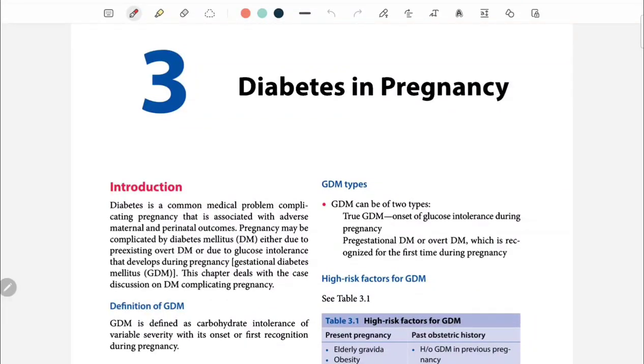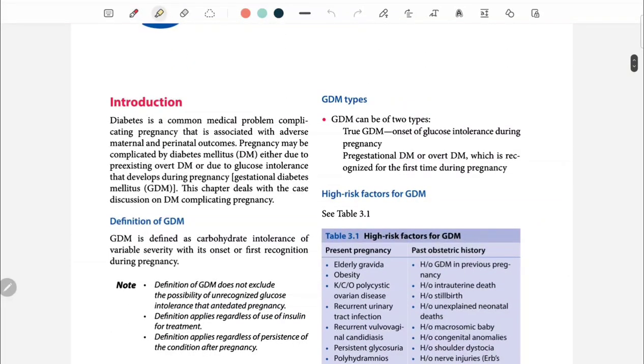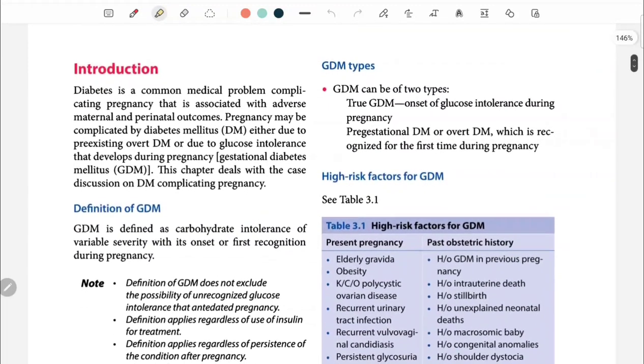So today we'll be dealing with a very important topic in obstetrics which should never be missed out, that is diabetes in pregnancy. Diabetes is a common medical problem complicating pregnancy that is associated with adverse maternal and perinatal outcomes. Pregnancy may be complicated by diabetes mellitus either due to a pre-existing overt diabetes mellitus or due to glucose intolerance that develops during the pregnancy. Glucose intolerance developing during the pregnancy is nothing but gestational diabetes mellitus.